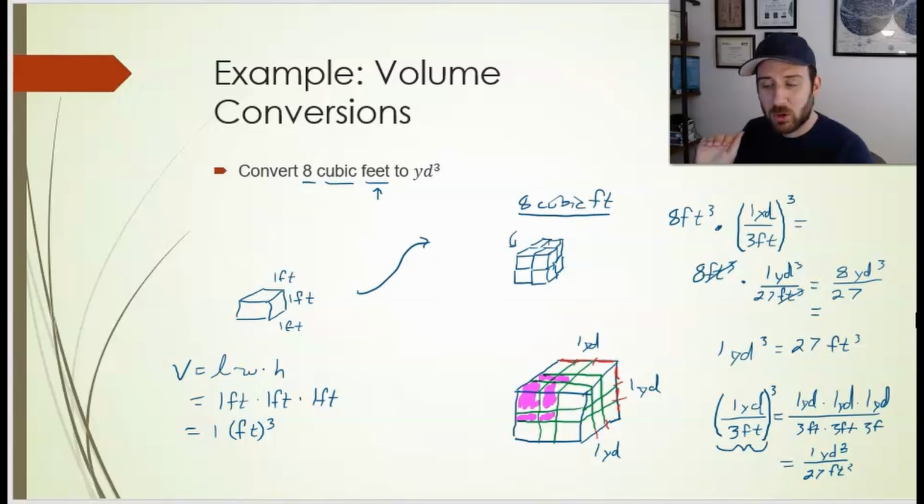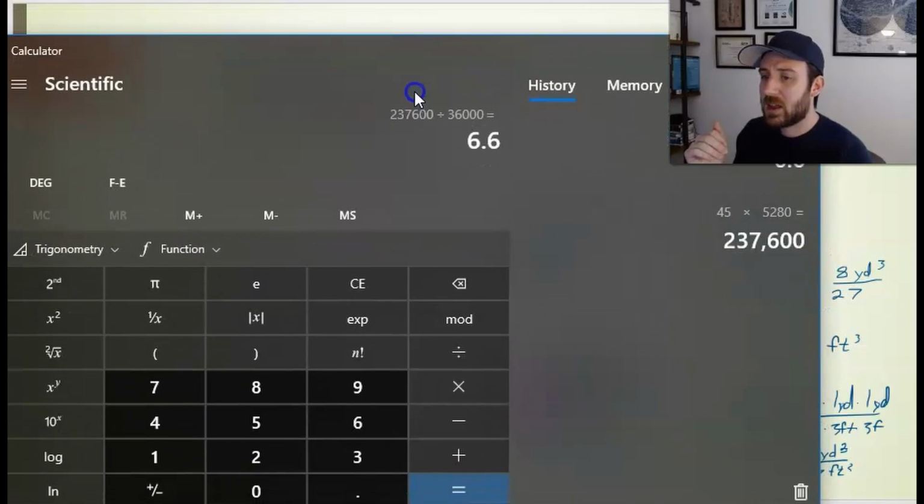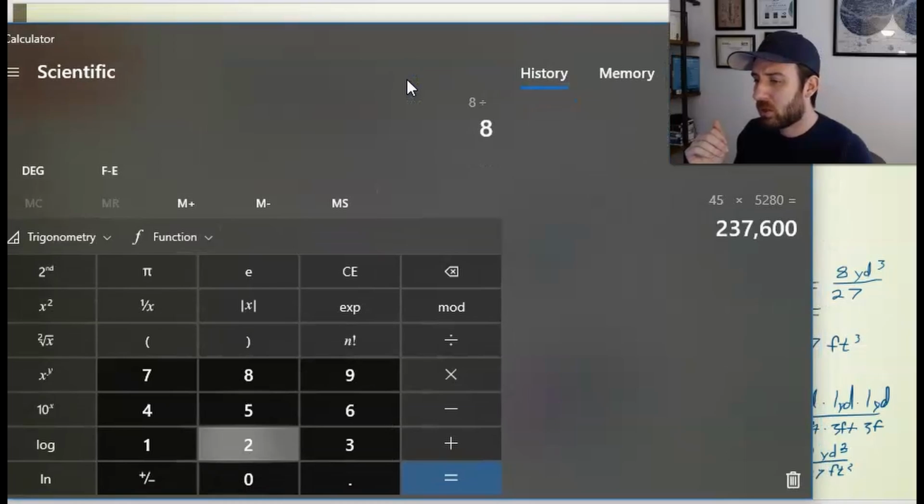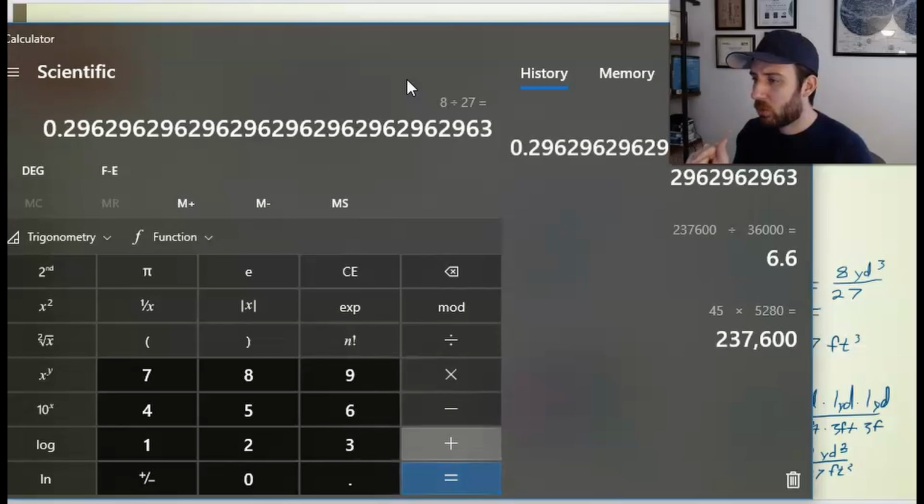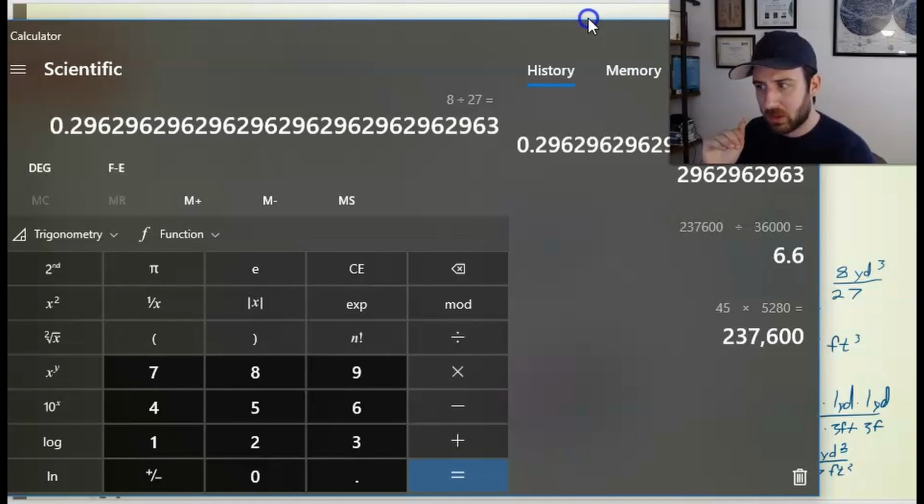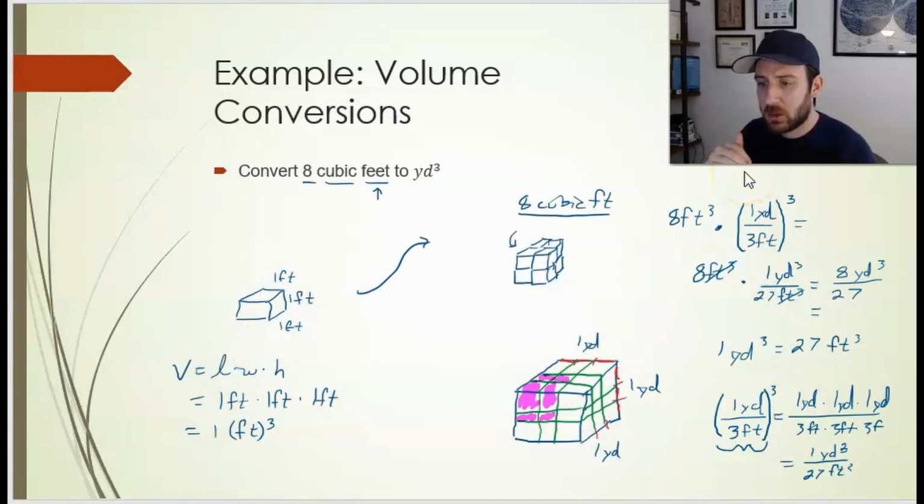And if we work that through in our calculator, let's see what we get. I'm going to pull up a little calculator here. So we're going to get 8 divided by 27, and remember we're thinking this is going to be something around a quarter or a third, and it looks like we get 0.29, 0.3-ish, which is exactly where we would want it to be, right? That's a little higher than a quarter, which would be 0.25, and less than a third, which would be 0.3 repeating. So this is going to be 0.3 cubic yards. That's going to be the answer we get when we converted from cubic feet to cubic yards.